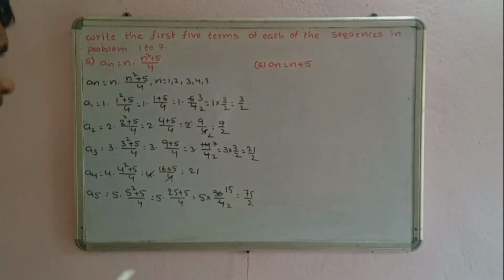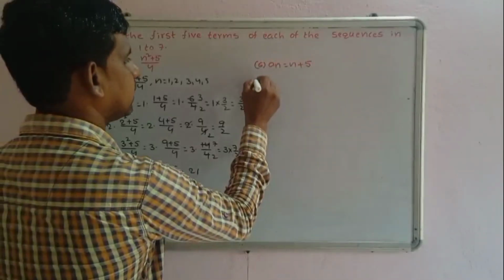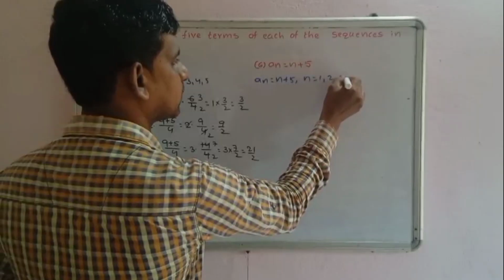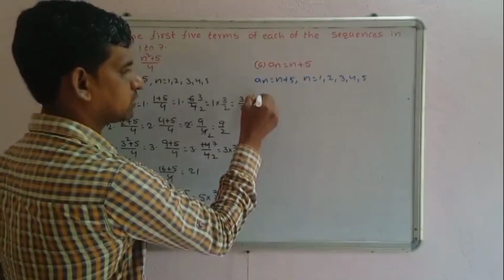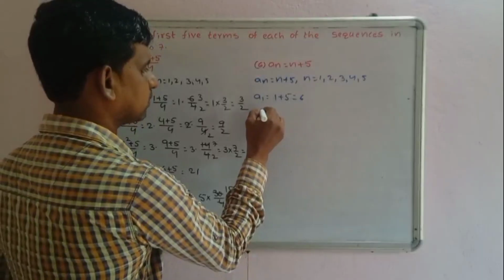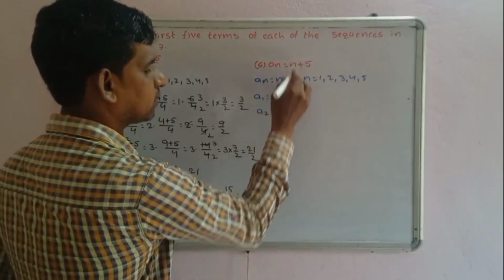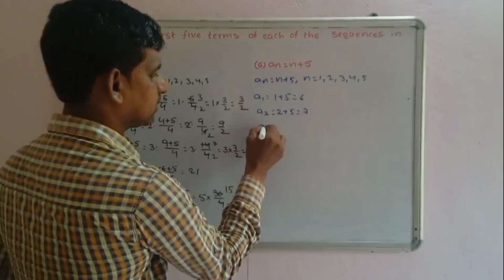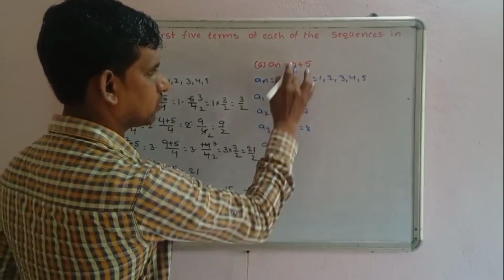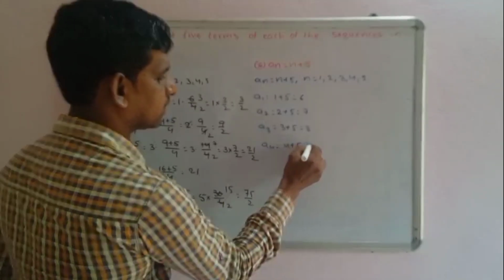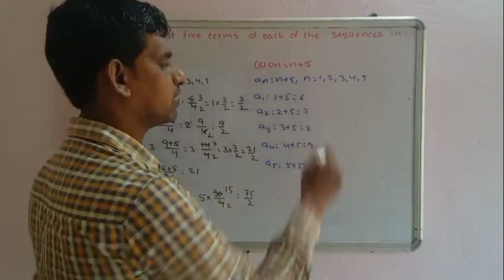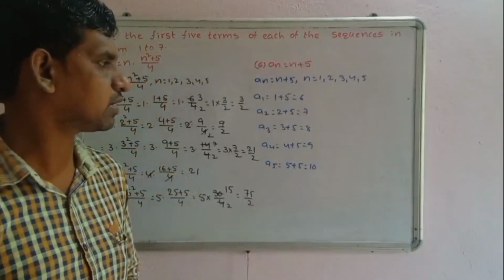Okay. Now coming to the sixth problem. An equals n plus 5, where n equals 1, 2, 3, 4, 5. So first A1 equals 1 plus 5, that is 6. A2 equals 2 plus 5, n equal to 2, 2 plus 5, 7. A3 equals 3 plus 5, 8. A4 equals 4 plus 5, 9. A5 equals 5 plus 5, 10. Therefore, the first 5 terms are 6, 7, 8, 9, 10.